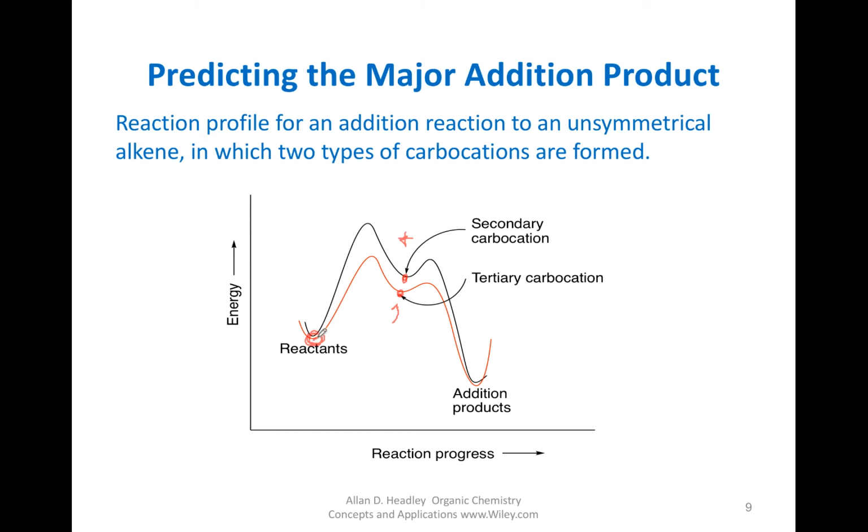You may recall that anything that's lower is more stable, anything that's higher is less stable. So the reaction path will prefer to go through the more stable intermediate, which is the tertiary carbocation, to give you products. The secondary is less stable. The reaction path prefers not to go through that path because it requires more energy. Therefore, the tertiary carbocation is the more stable intermediate and will give the major product.